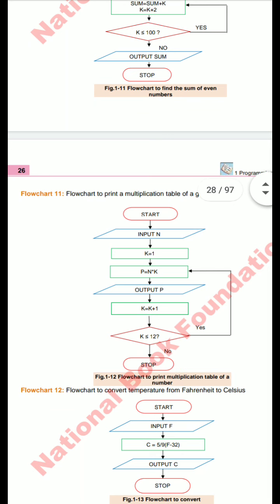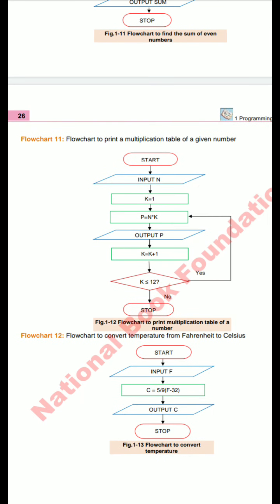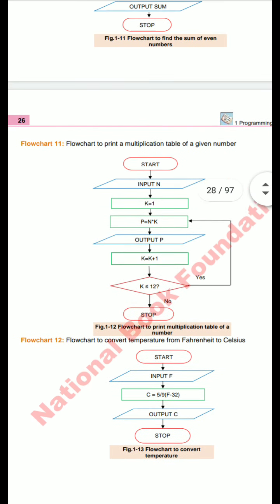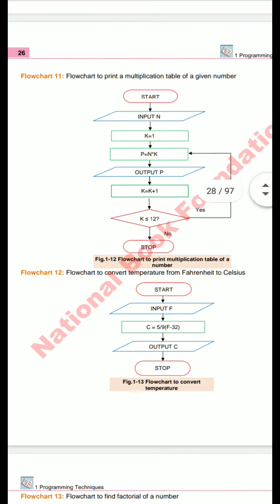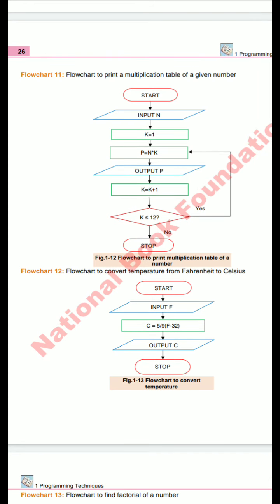That is the output. Flowchart to print the multiplication table of the given number. This is the table flowchart. This is also an important flowchart. In this flowchart, input N and K equal to 1. Your program will start from 1, and P is equal to N star K. Output is P. K is equal to K plus 1, and K is less than or equal to 12, and then stop. The answer will be in the form of a table.